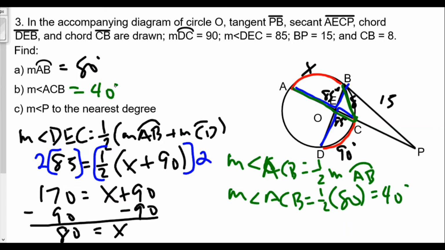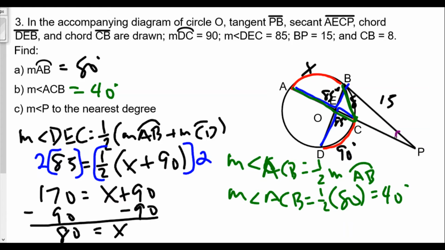Okay, so these are angles. Now I want to find the measure of angle P. This one's a little bit tricky. Angle P here, all right? We would normally need to find arc BC, but then why do they give us the measure BP and the measure CB?